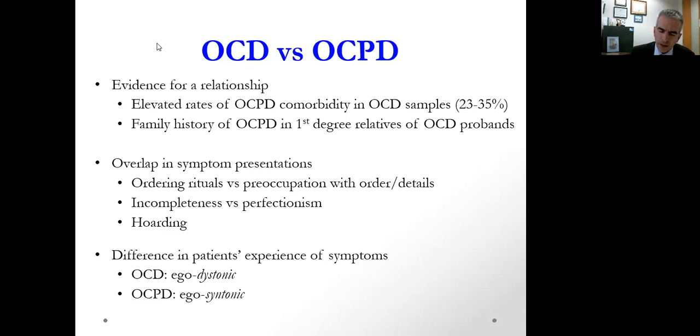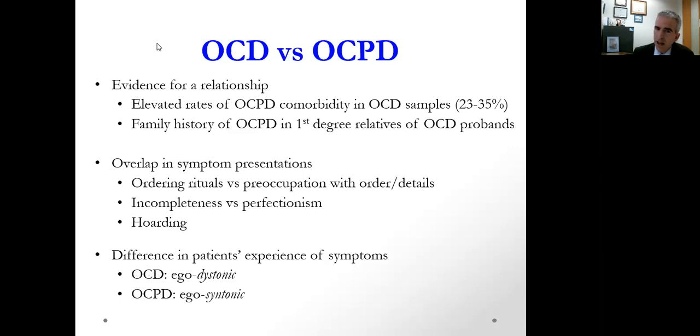One of the questions I get most often is, how does OCD differ from OCPD? How are these things the same? One thing I just want to be clear is OCD and OCPD are distinct conditions, but there is a relationship. There are elevated rates of OCPD comorbidity in OCD samples. That means when you look at individuals with OCD, about a quarter to a third of those individuals will also meet criteria for OCPD.